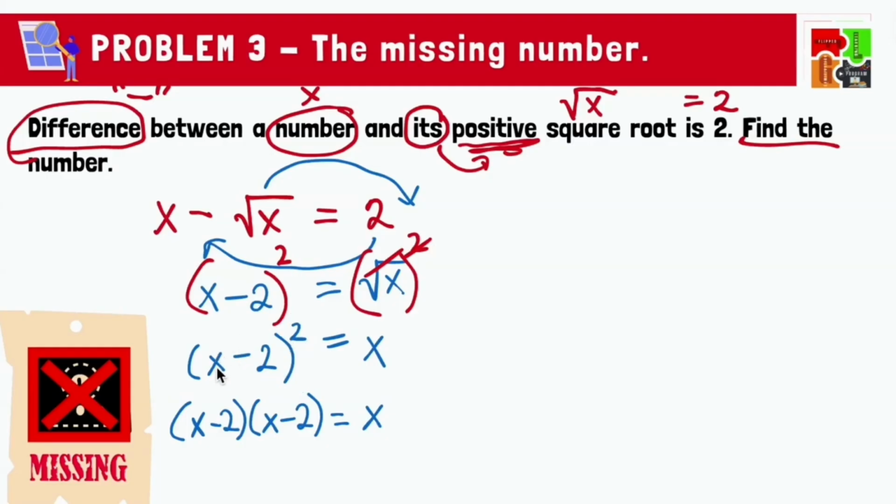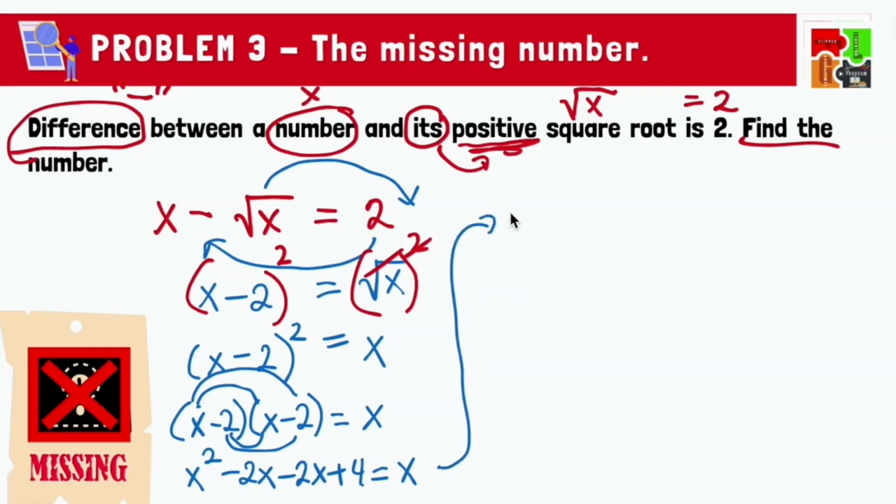Okay? So, next, using FOIL method, we can do the FOIL method here. Of course, first term times first term, we have x squared. Outer term, that is negative 2x. Inner term, that is negative 2x as well. And finally, the last term would be positive 4 equals x. As we continue our solution here, we have x squared, minus 2x, or negative 2x, minus 2x, that is going to be negative 4x plus 4 equals x.